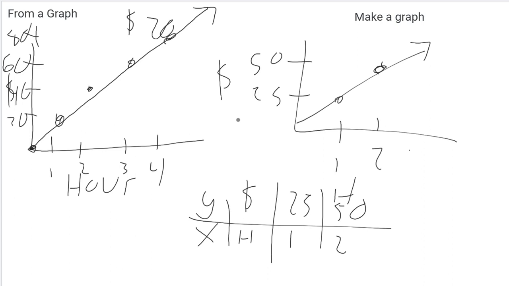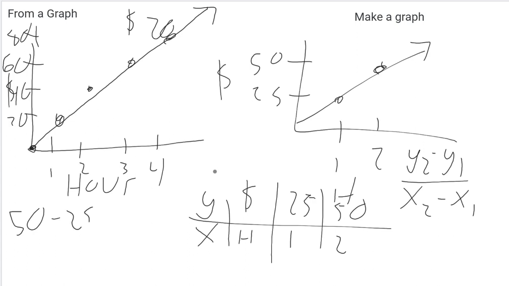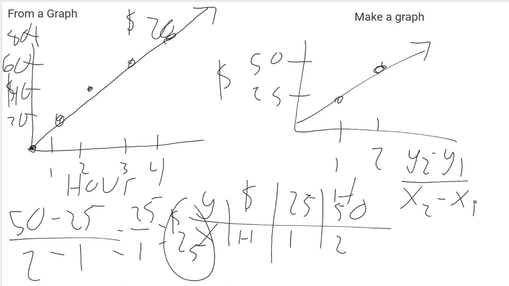And then my equation is still Y2 minus Y1 over X2 minus X1. So Y2 is the second Y number I see, 50, minus the first Y number I see, 25. And then second X number I see, minus the first X number I see. 50 minus 25 is 25. 2 minus 1 is 1. So in this example, I'm making $25 per hour.